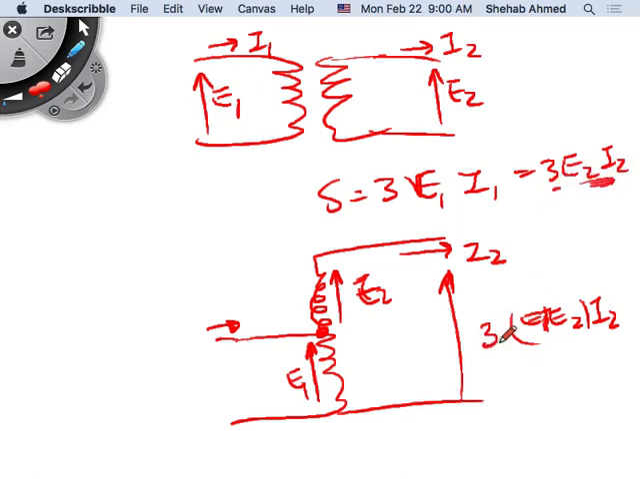Now take this autotransformer and connect it in three phase. Still, I can do the same thing: 3 times E1 plus E2 times I2. So the current is the same, the 3 is the same, but the voltage is now both voltages together, right? So you were able to increase the power throughput of the transformer.